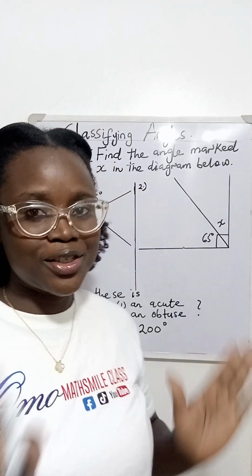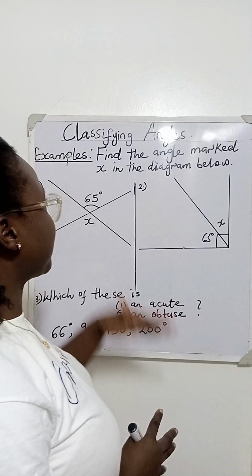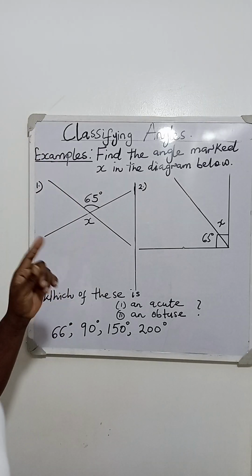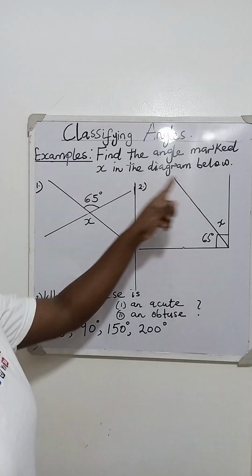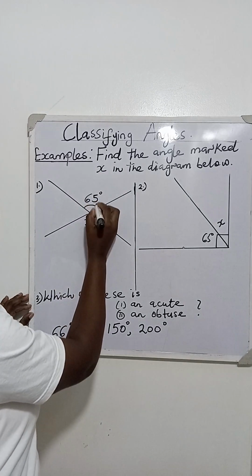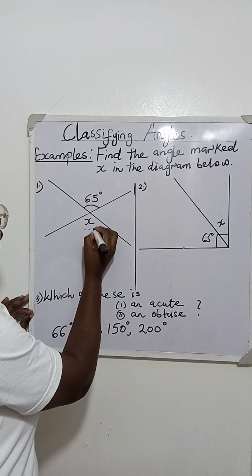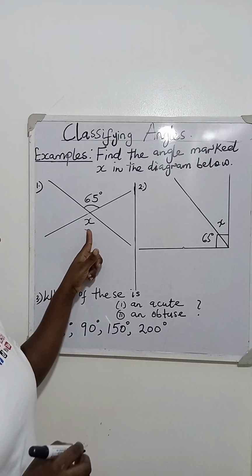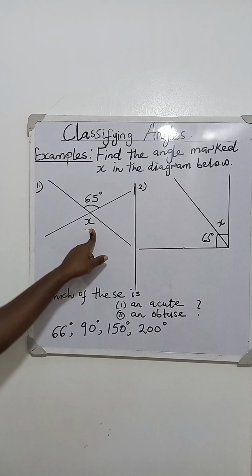So back to the business of today, classifying of angles. Let's answer the questions right there on the board. Find the angle marked X in the diagram below. So we have this angle given to be 65 degrees. Here is X. What do you think is the value for X in this diagram?